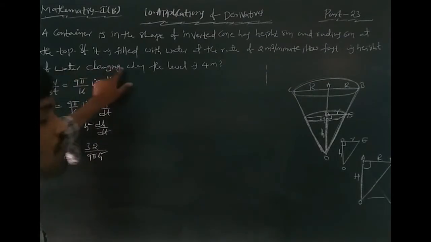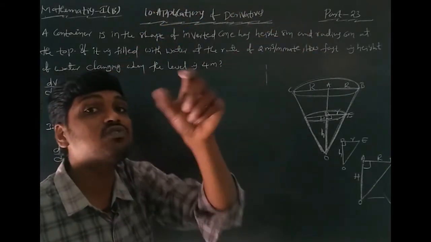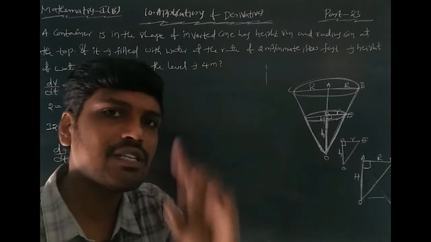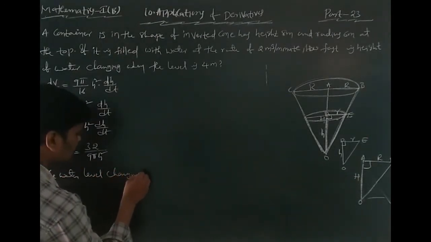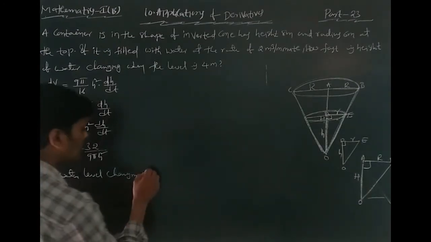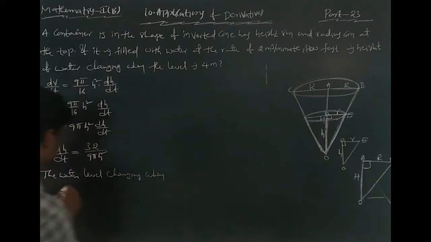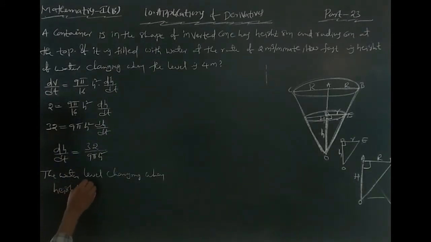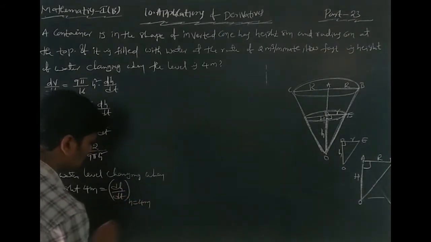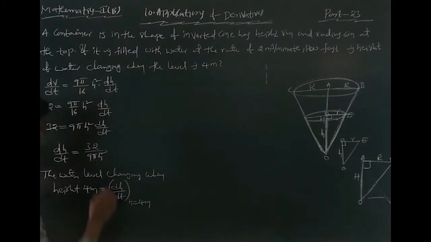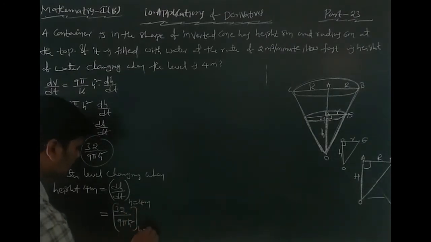Here, what is the question? How fast is the height of the water level changing when the level is 4 meters? Here the h value is given, that is 4 meters. That's the equation, right? The water level changing when height 4 meters is dh by dt at h equal to 4 meters. What is the value of dh by dt? You can write dh by dt value is 32 by 9 pi h squared at the water level 4 meters.